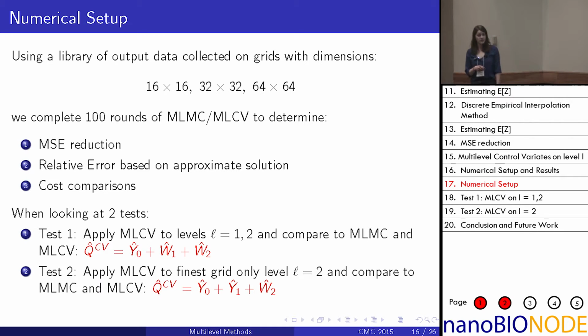And we're going to run 2 tests. Our first test is when we run multilevel control variates on all levels, levels 1 and 2, so our coarsest grid is just going to be a Monte Carlo sample. Our second test is when we only apply it on our finest grid, so on level 2.